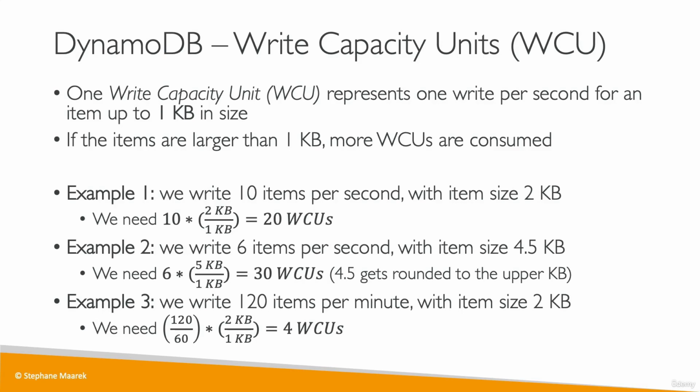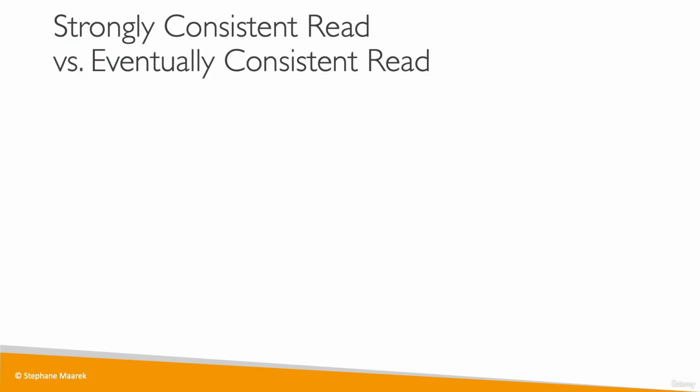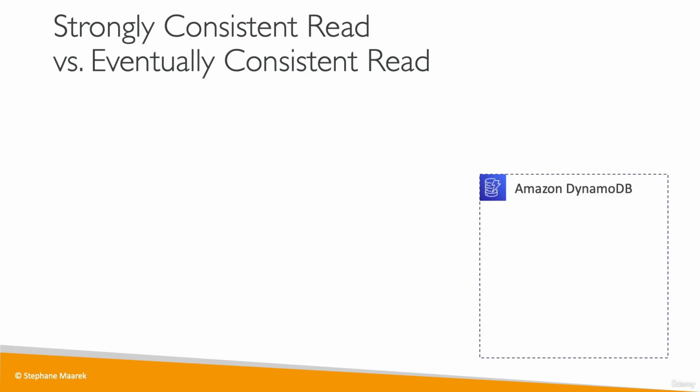Okay, so write capacity units are very basic and honestly very easy to understand. The more complicated ones are going to be around reads. So first, we need to define two kinds of read modes for DynamoDB, which is the strongly consistent read and the eventually consistent read. DynamoDB is a serverless database, of course, but behind the scenes, there are servers. You just don't see them or manage them.